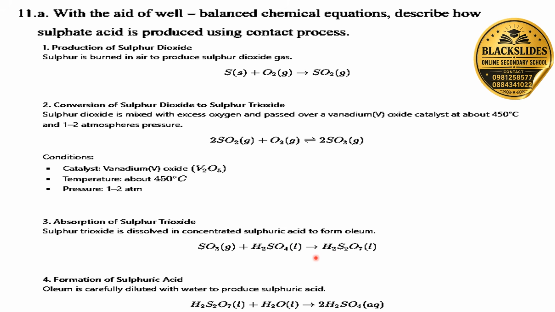Very, very important. So oleum is just a highly concentrated sulfuric acid, very concentrated. So for us to produce dilute sulfuric acid, what we need to do now is to dissolve or to dilute the oleum produced there in water to produce the desired product, which is called sulfuric acid.